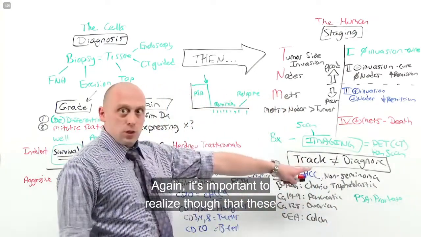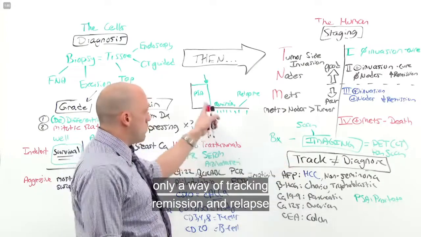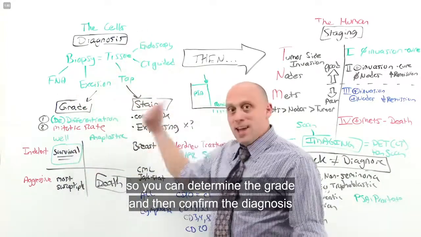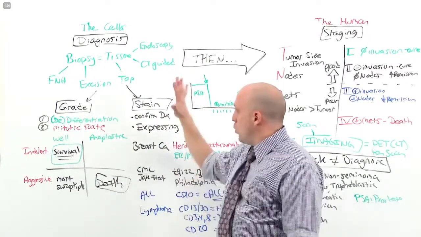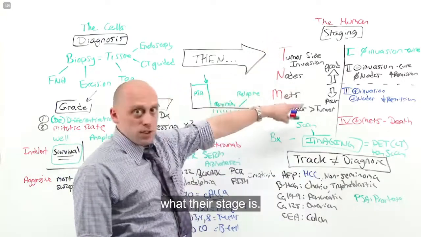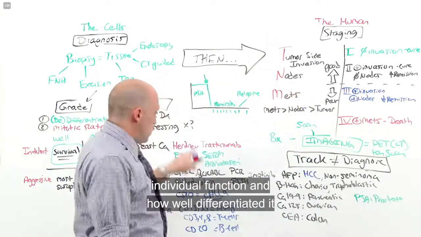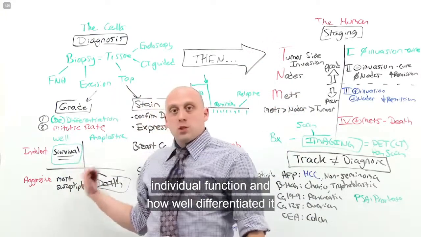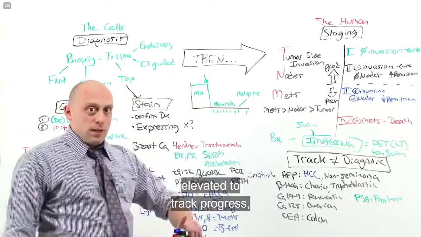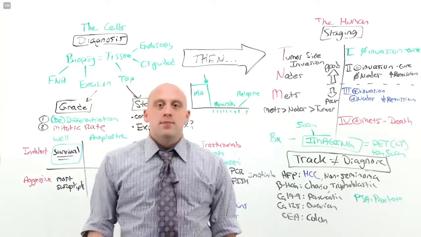Again, it's important to realize, though, that these serologic markers and the levels in the blood are only a way of tracking remission and relapse, not making the diagnosis. The diagnosis is made with tissue biopsy, so you can determine the grade and then confirm the diagnosis using molecular diagnostics. Once you've made the diagnosis on a biopsy, on a microscope slide, then you do imaging to determine what their stage is. The stage and the cancer itself, its individual function, and how well differentiated it is will determine what you use to treat it. Whatever method you choose, you can then use serologic markers, if one were elevated, to track progress. That's diagnosing cancer.